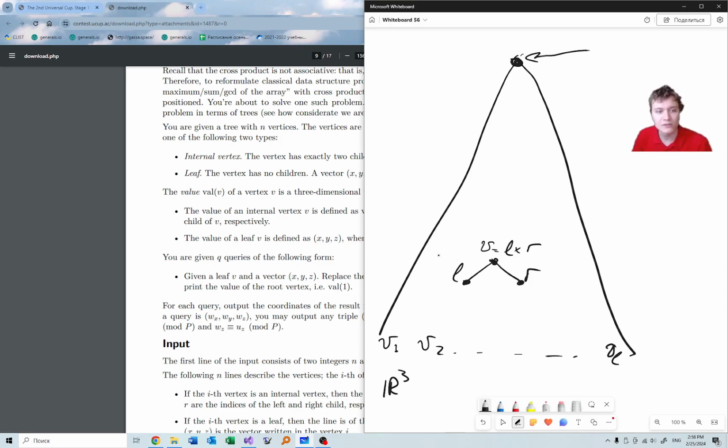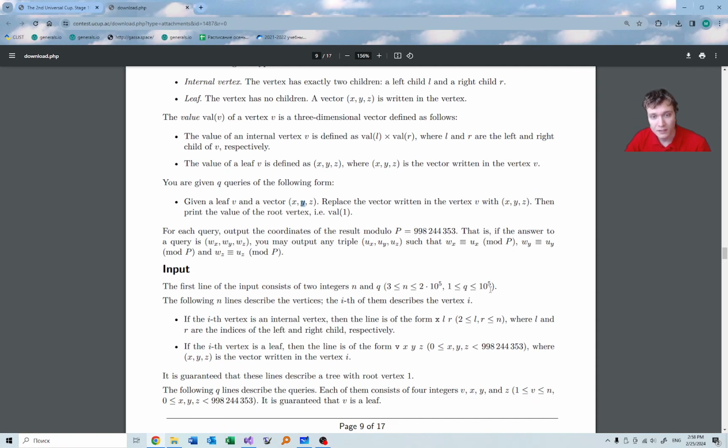But not only that, we also need to update the leaves. So there can be a query which says we have a vector vk in the leaf, we need to replace it with some vector vk prime, and then we need to somehow update the vector written in the root. And we need to perform all these queries. So we will have 100,000 updates, and the tree is of size 2 times 200,000.